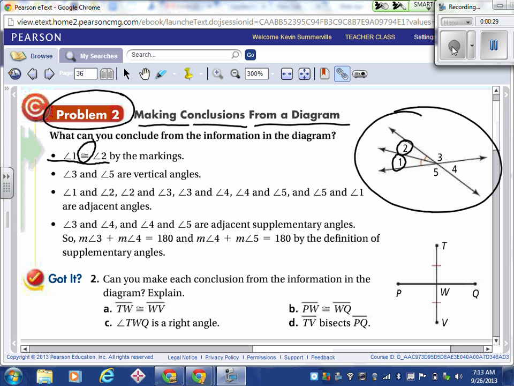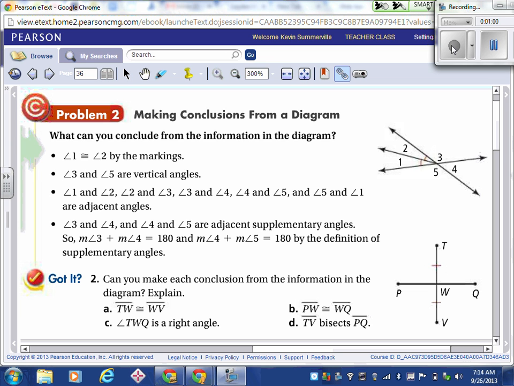If we look at angle 1 and angle 2, you see that there's a mark here and a mark there to show you that those two angles are equal. We can also see that angle 3 and angle 5 are vertical angles. Again, what are vertical angles? Those are angles that are opposite. Angle 3 and angle 5 are vertical angles.